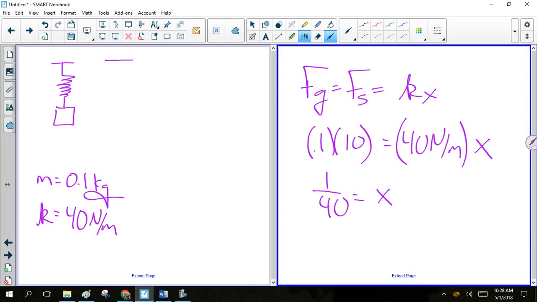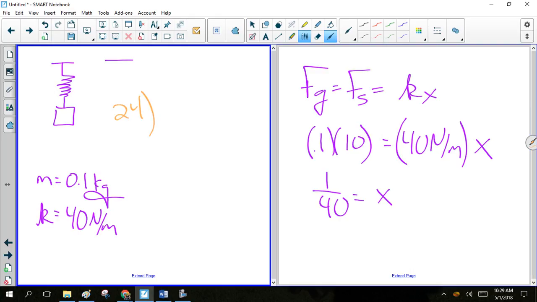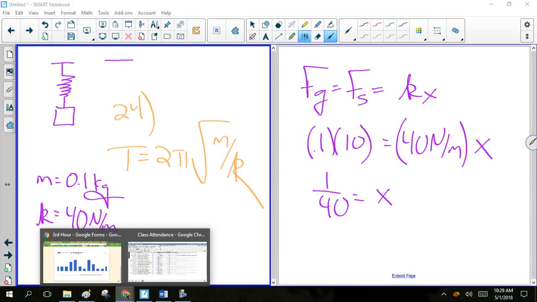All right. And then while we're on 24, at what time after release will the block first return to its initial position? Well, it starts here, and we're looking for the time for it to go down and back up. What's the name for that? Period. So to do 24, you just want the period of the simple harmonic motion. So that's 2 pi root m over k. You know your mass, you know your k, plug in your numbers. Cool? Yeah. Awesome. All right, let's see, the next one on the list.